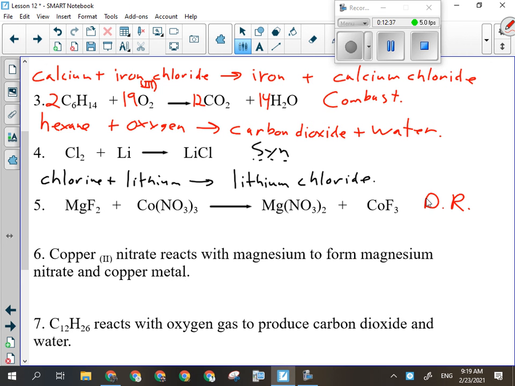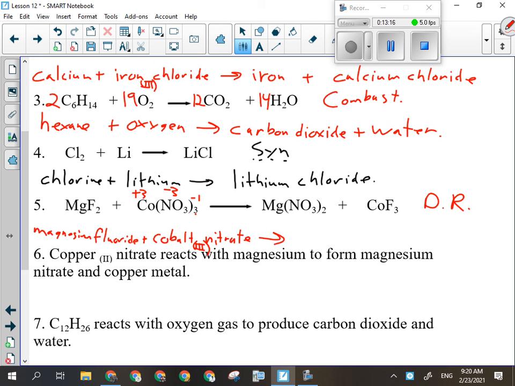All right, now I need to write it out in words. This stuff is magnesium fluoride. It's reacting with cobalt nitrate, but cobalt has more than one possible charge, so this one needs a Roman numeral in its name. Nitrate's always a -1. There are 3 nitrates, so there are 3 negative charges. That means I need 3 positive charges out of the cobalt, and there's only 1 cobalt, so its charge is 3. This is cobalt(III) nitrate.